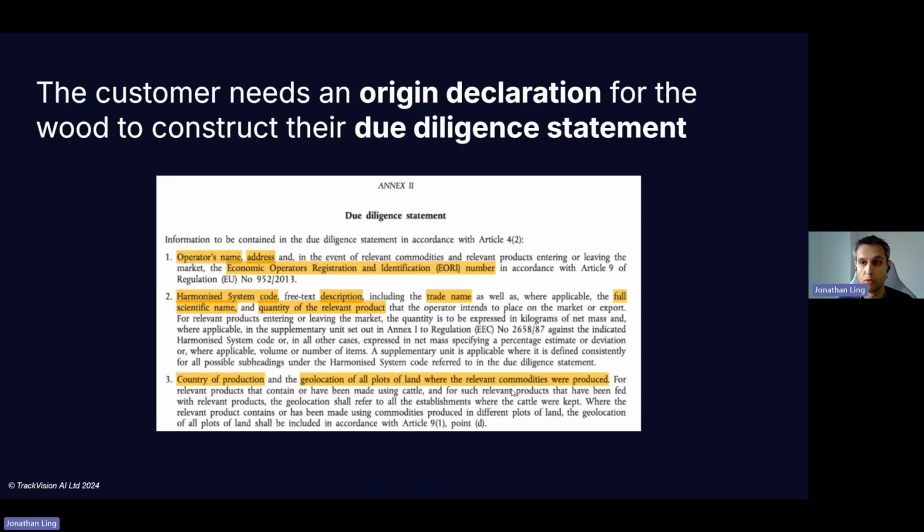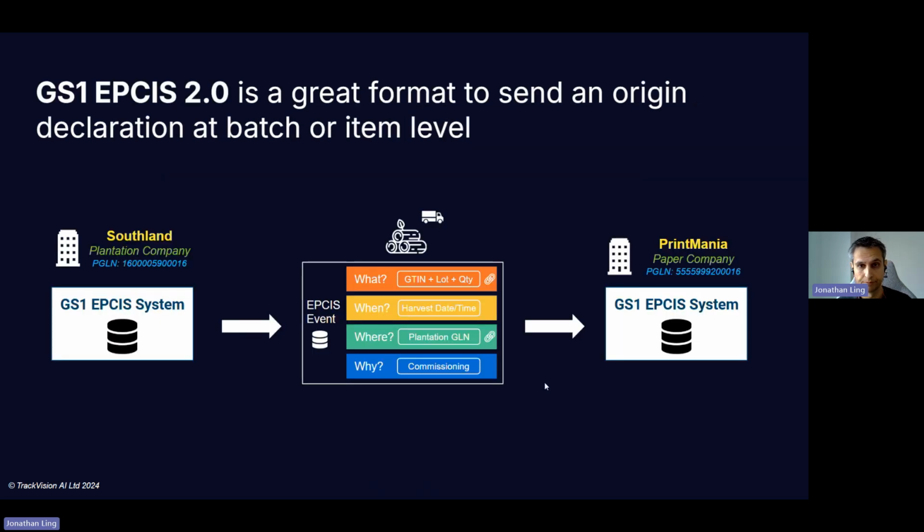Now that paper company would need an origin declaration for the wood to construct their due diligence statement. And some of the words that the regulation uses, such as trade name, description, scientific name of the product, quantity of the relevant product, and where the product was produced, and even the geolocation of all plots of land where the commodities was produced. Now we can use these standards to share all of this data very cheaply.